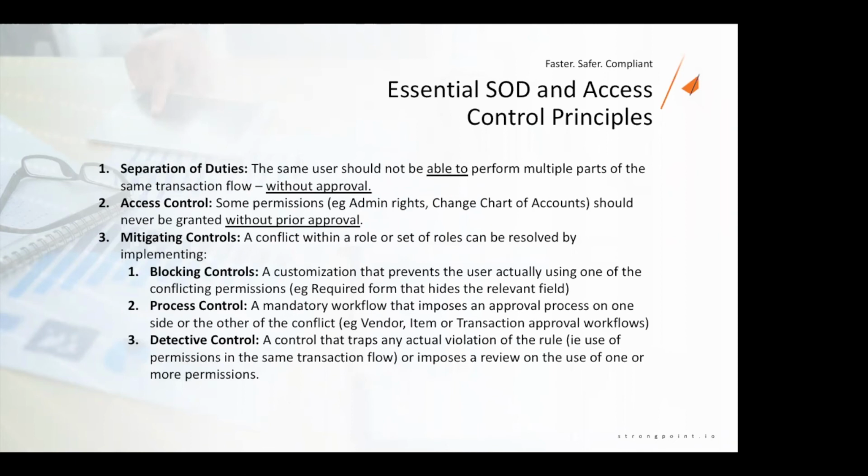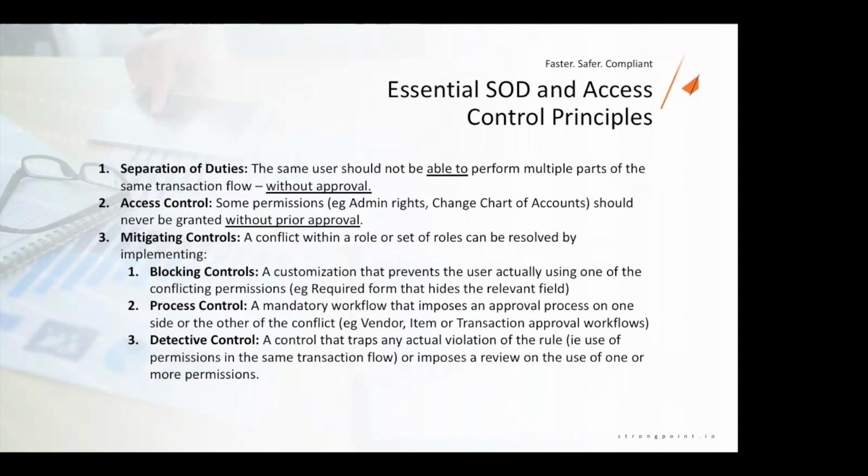The first idea is, what is separation of duties? The key thing about the separation of duties definition is that the same user should not be able to perform multiple parts of the same transaction flow without approval. Understanding this is very important. Understanding the underlying parts, "able to" and "without approval," is very, very important to understanding where phantom or potentially problematic or difficult to resolve conflicts are going to come from, and also how you can resolve them. So we're going to keep coming back to these themes of ability and then approval processes.